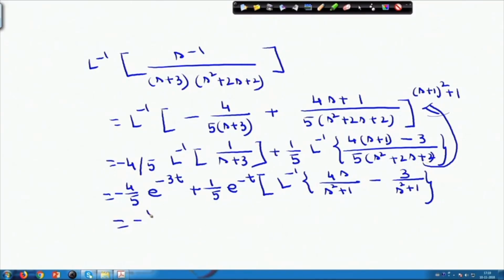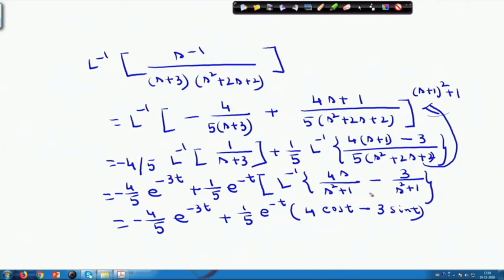So now I know the function for the inverse Laplace transform of this function also, 1 by 5 e power minus t into this, which is nothing but s by s square plus 1. So the corresponding function is cos t, minus 3 into 1 by s square plus 1, that is sin t.